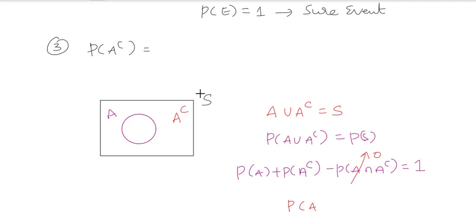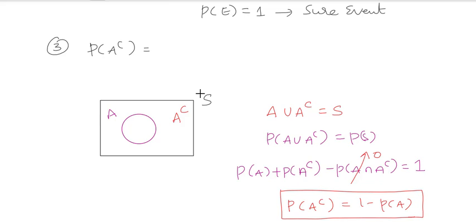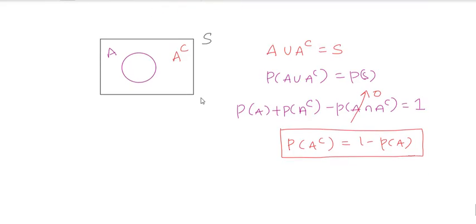Directly I can represent the probability of A complement as 1 minus probability of A. So the probability of A complement here is 1 minus probability of A. This is one of the results.